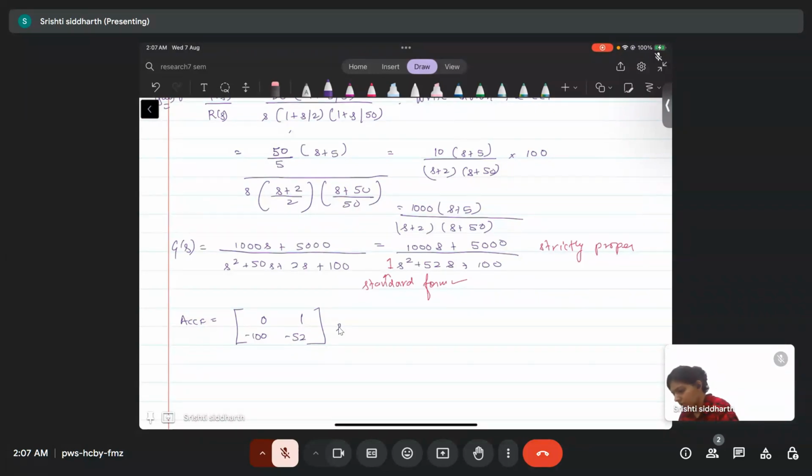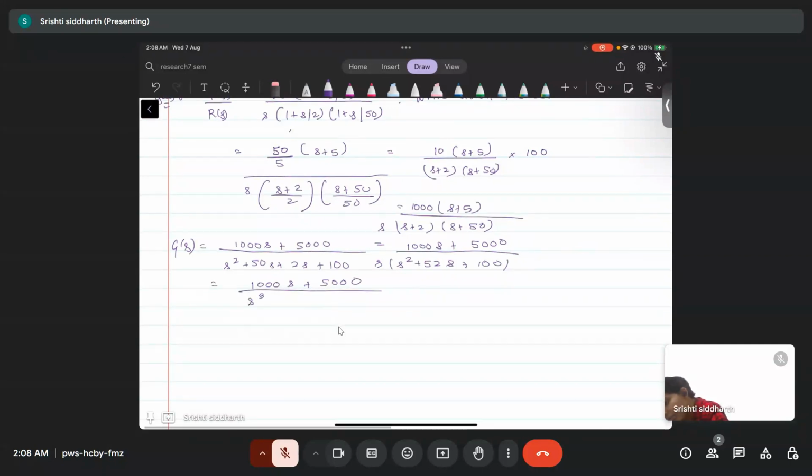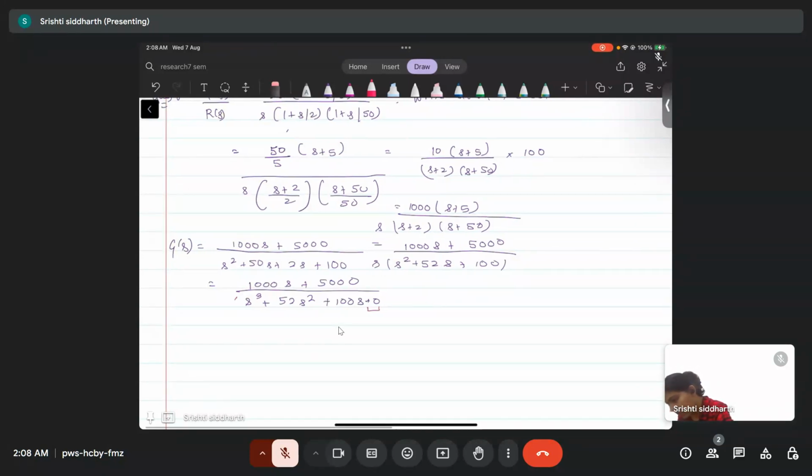Oh, okay, sorry. So this is actually a third order system. I missed the s over here. So let's write this down. This is s cube plus 52s squared plus 100s. And we also have 0 here. To get to the standard form, this is also standard. And of course, this is strictly proper.